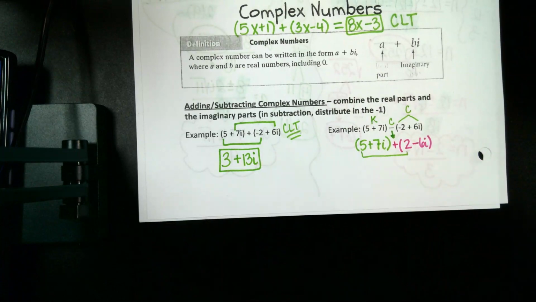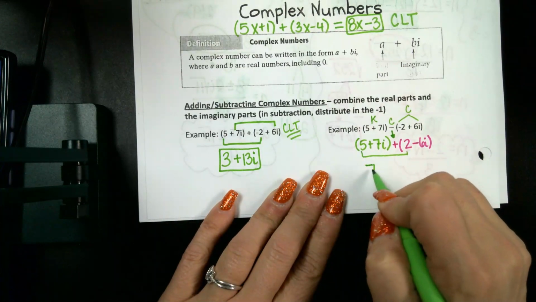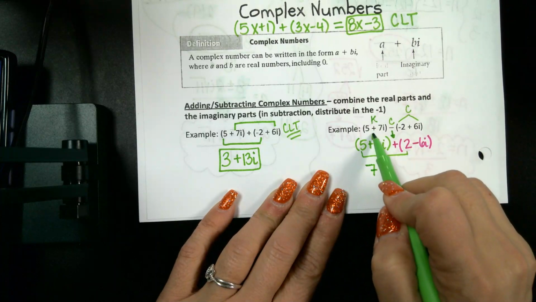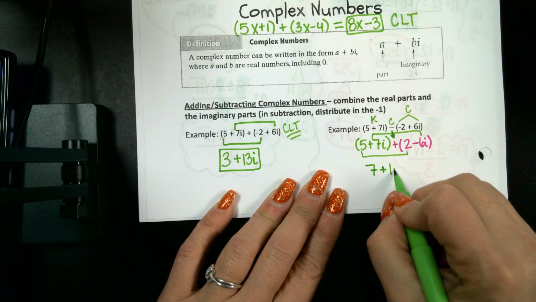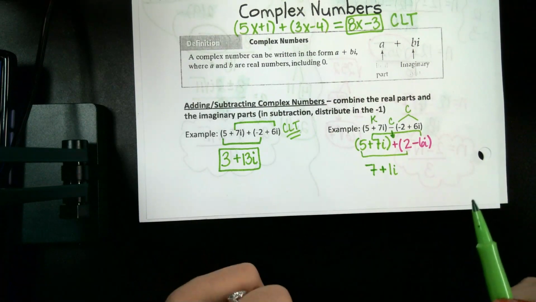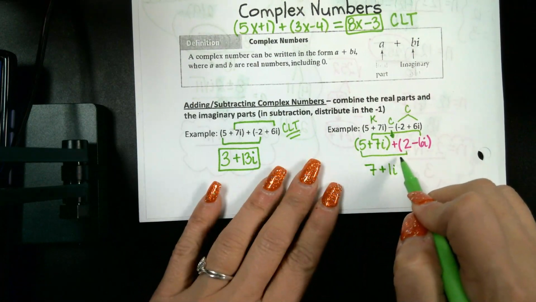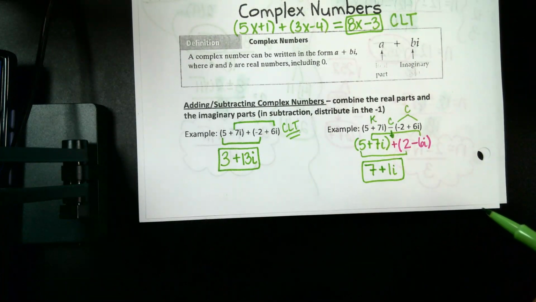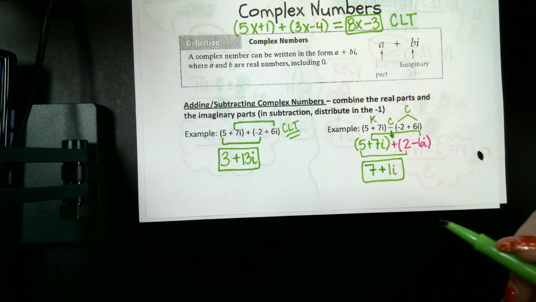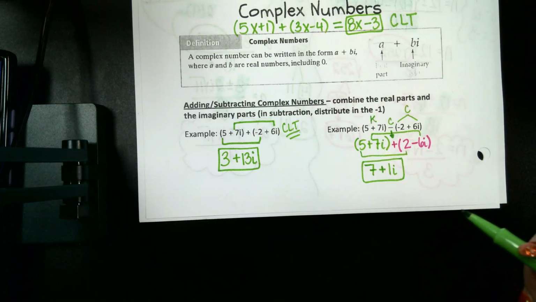5 plus 2, 7. And then 7i plus a -6i, a 1i. Yep, and it's +1. Some of you guys don't put 1s there. That's completely fine. You could just write that as 7 plus i. It does not matter to me. They're both right.